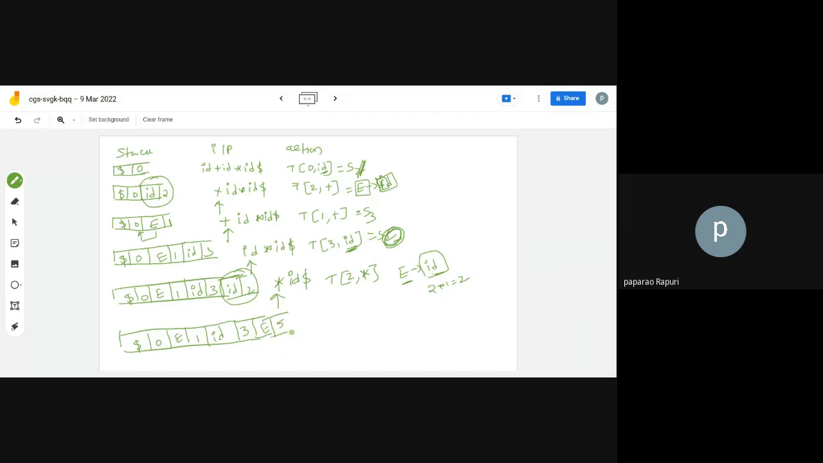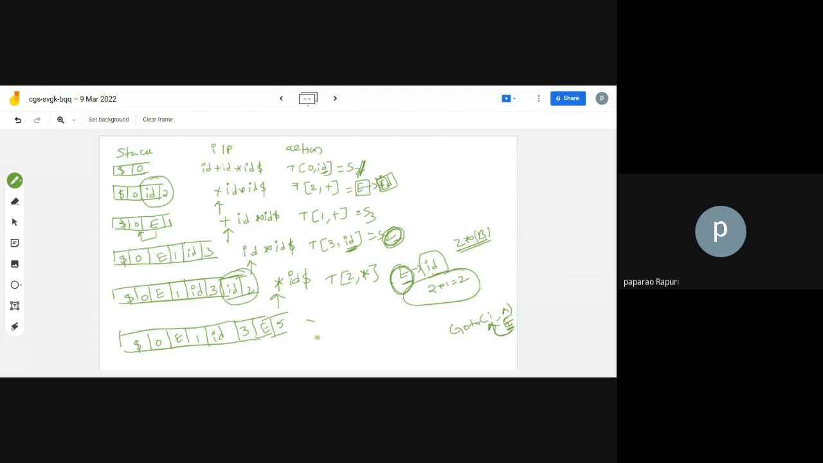In the reduction, we need to perform 3 things. First, we pop 2 into b number of symbols. After that, we push the non-terminal present on the left hand side of the production. After that, we push goto of I comma A, where A is the non-terminal and I is the previous state. So here the previous state is 3. So E comma 3 or 3 comma E is 5. So we pushed 5, sir.